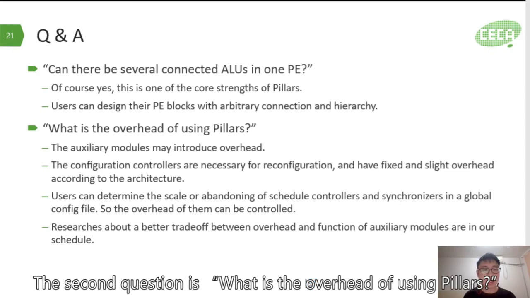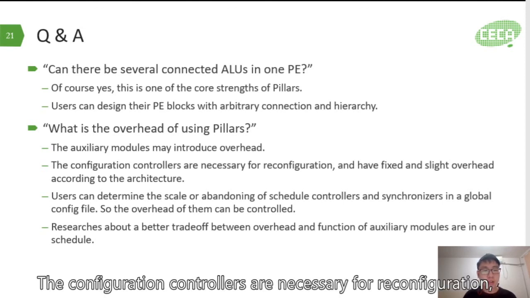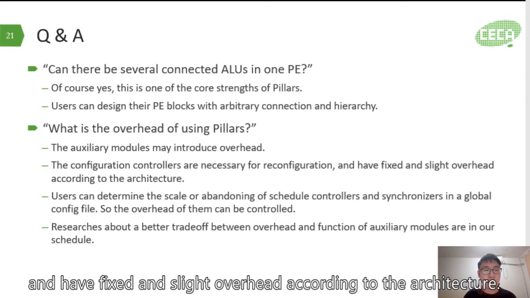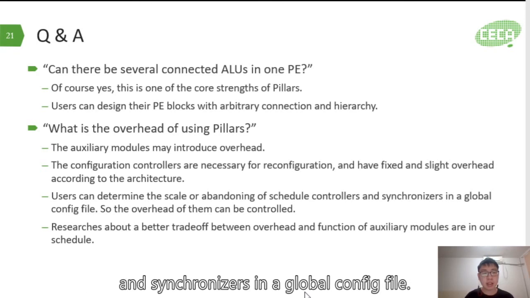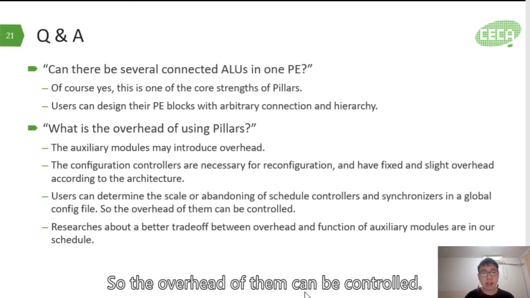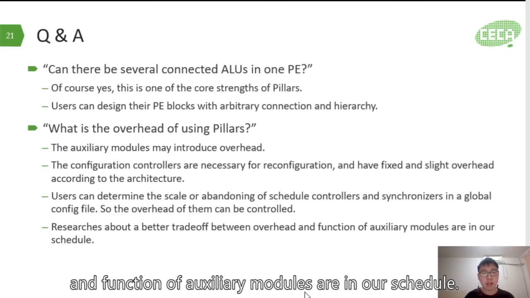The second question is, what is the overhead of using Pillars? The auxiliary modules may introduce overhead. The configuration controls are necessary for reconfiguration and have fixed and slight overhead according to the architecture. Users can determine the scale or abandoning of schedule controls and synchronizers in a global config file, so the overhead of them can be controlled. Research about a better trade-off between the overhead and the function of auxiliary modules is in our schedule.